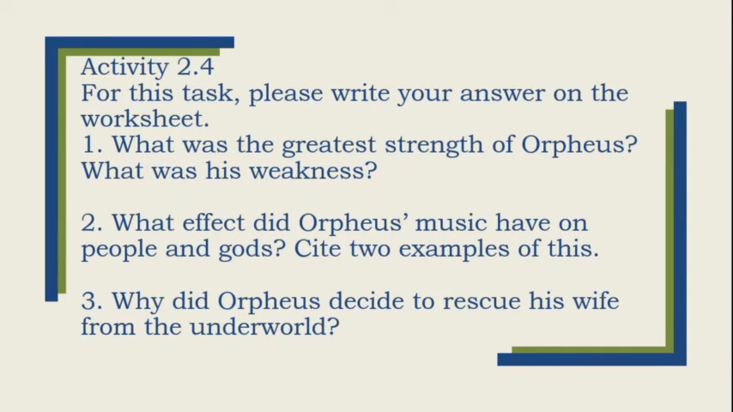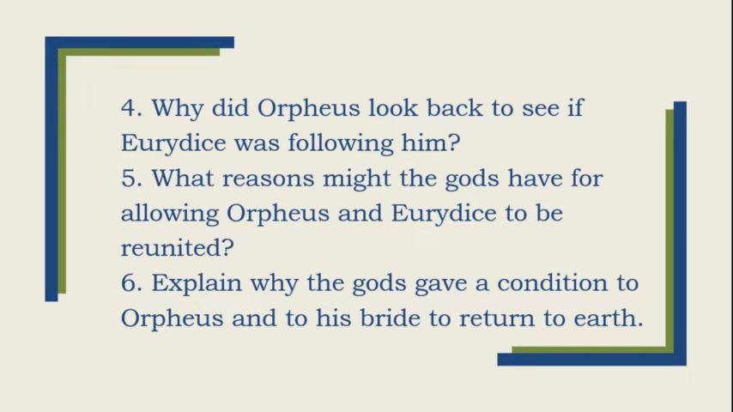Let's proceed to activity 2.4. For this task, please write your answer on the worksheet. Question number 1. What was the greatest strength of Orpheus? What was his weakness? Second question. What effect did Orpheus' music have on people and gods? Cite 2 examples of this. Number 3. Why did Orpheus decide to rescue his wife from the underworld? Fourth. Why did Orpheus look back to see if Eurydice was following him?